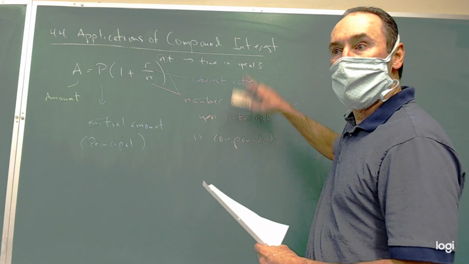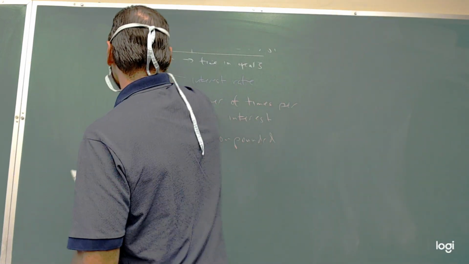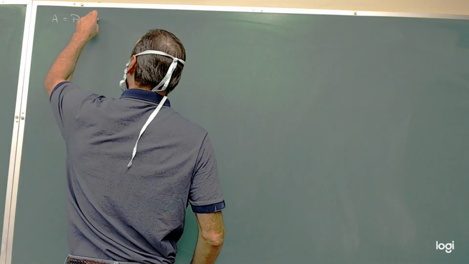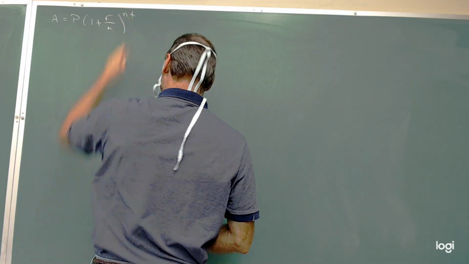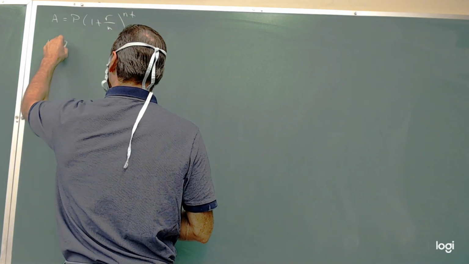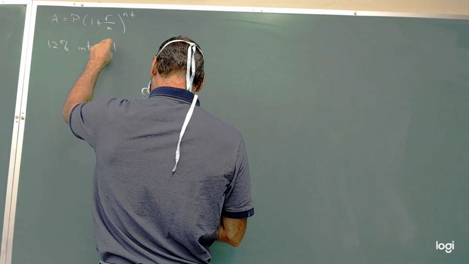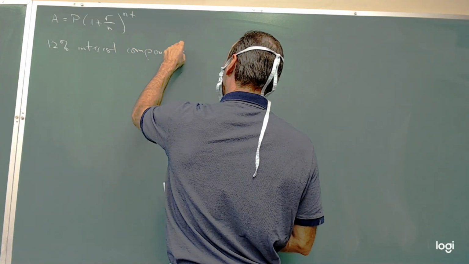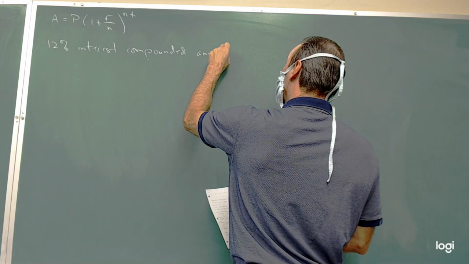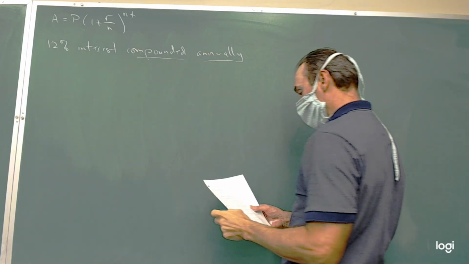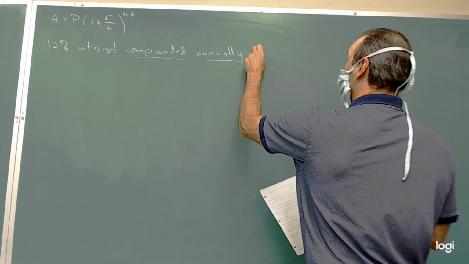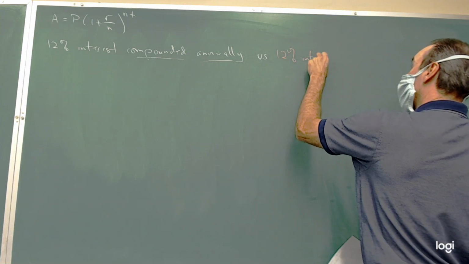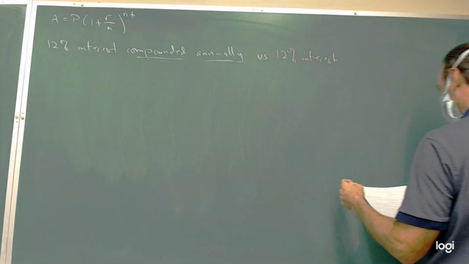Can I erase this then, and I'll rewrite the formula so I can have this board space? So I'm going to put it up here so we can still reference it. So A is going to be P times 1 plus R over N raised to the NT. So suppose 12% interest compounded annually. So when we say compounded annually, that means once per year. And then we're going to compare and contrast that to 12% interest compounded monthly.